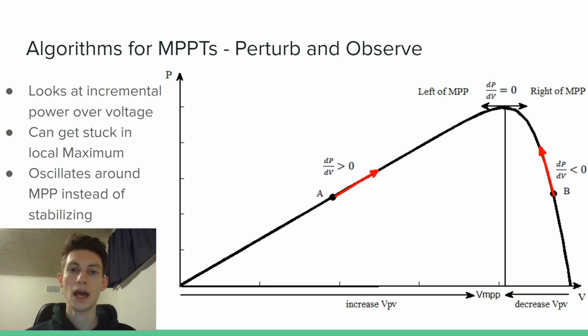So an MPPT has a bunch of different algorithms that people have researched. Perturb and observe is the one that we talked about here. And this one is most commonly used and is very easy to implement, but there are better algorithms out there.